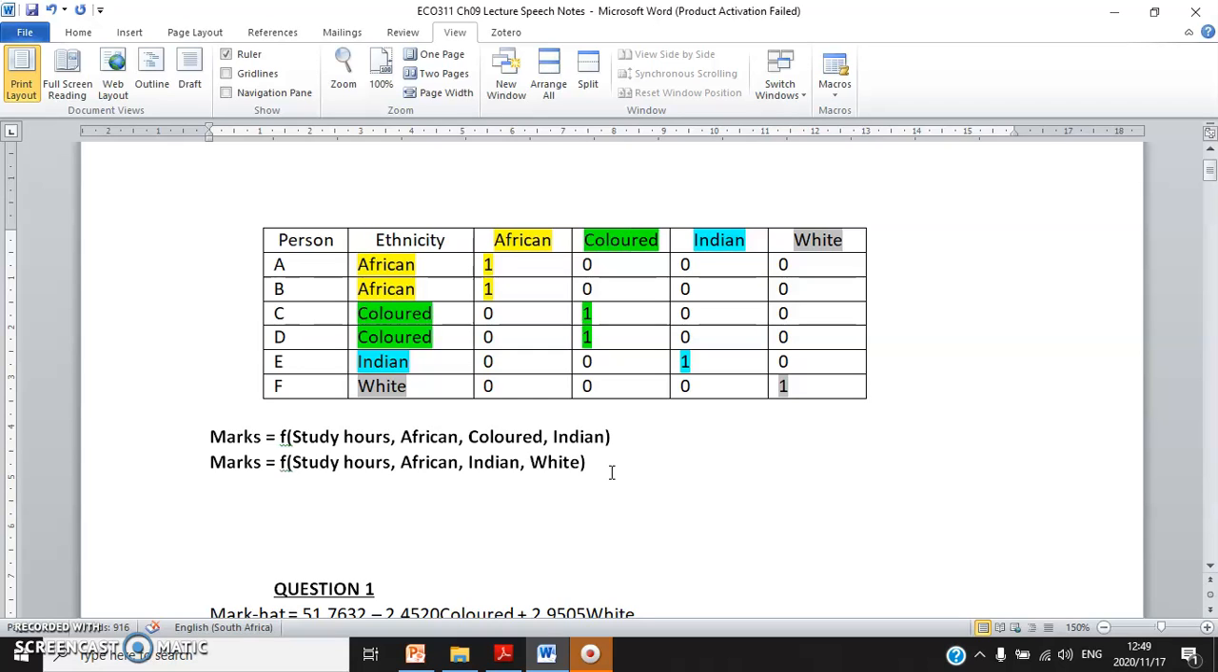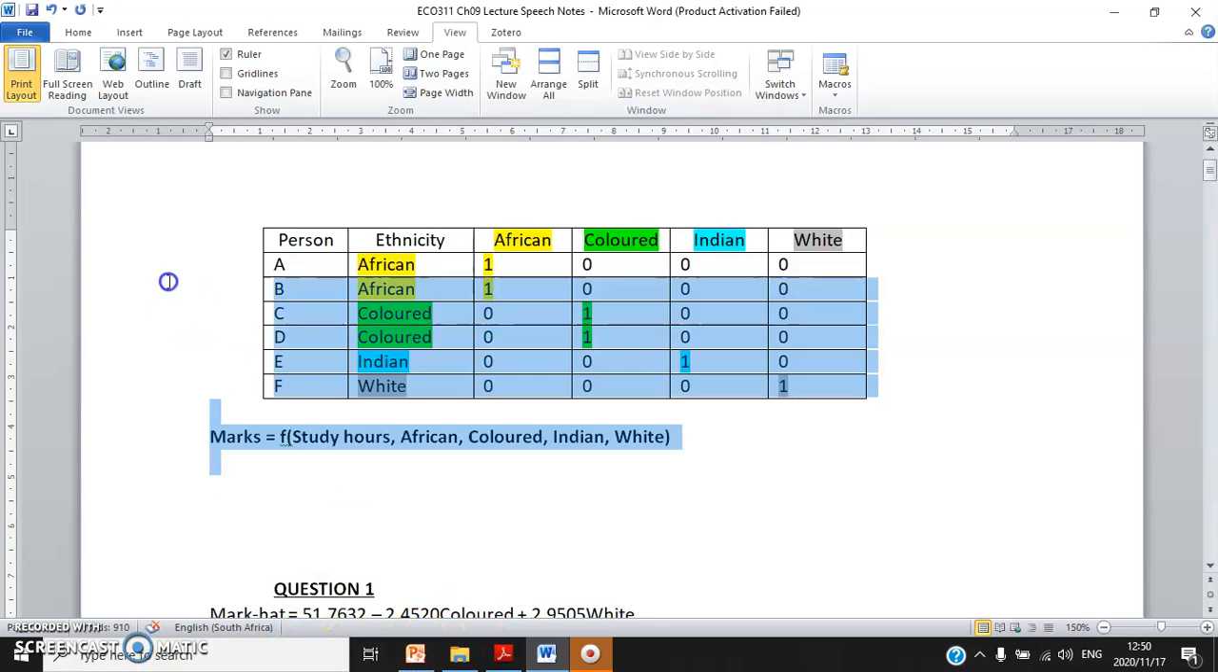Alternatively, you can run the regression as marks explained by study hours, African dummy, Indian dummy, white dummy. In other words, in the second case, you leave out colored dummy as the reference group. It does not matter which one you leave out. And then you might ask the question, what if I include all 4 dummies? And then the answer is no, you will be unable to derive a regression output. The reason is you suffer the problem of perfect collinearity or perfect multicollinearity, which is exactly what chapter 10 is all about, which is about the exact linear relationships between explanatory variables. But more on that later, not now, when we move on to chapter 10.